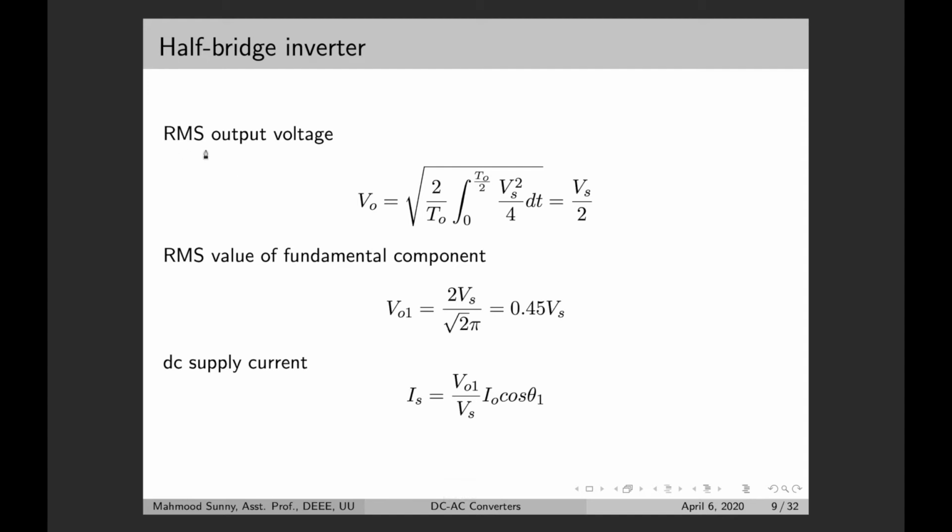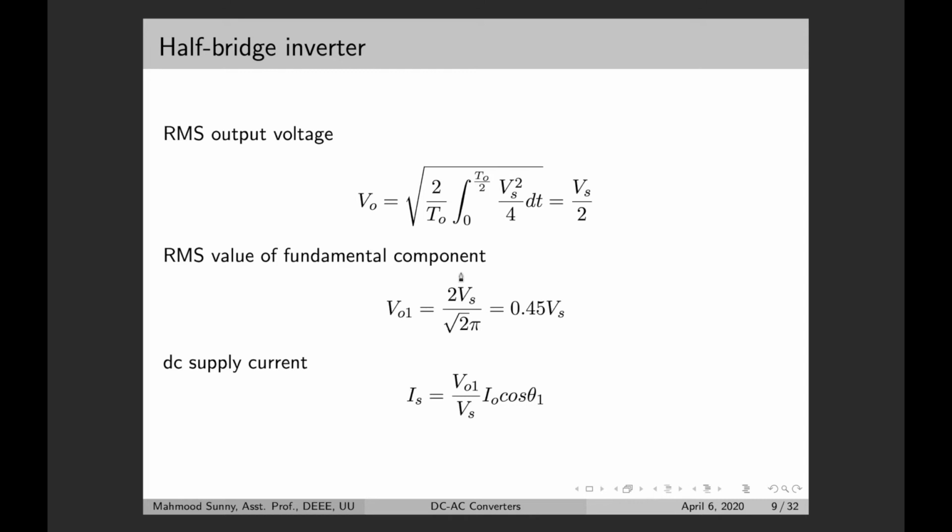So for the formula for RMS output voltage, we can calculate the RMS value. The output is Vs divided by 2, so we square it, so Vs squared divided by 4, and we integrate it from 0 to 50% of the time, and then we multiply it by 2 and then average it by dividing by the time period. So we get an RMS output voltage of Vs divided by 2, or 50% of the supply voltage.